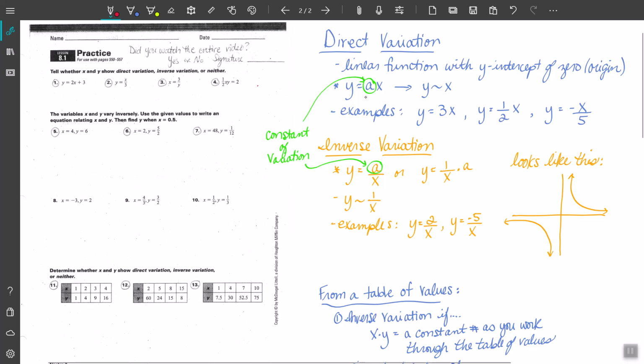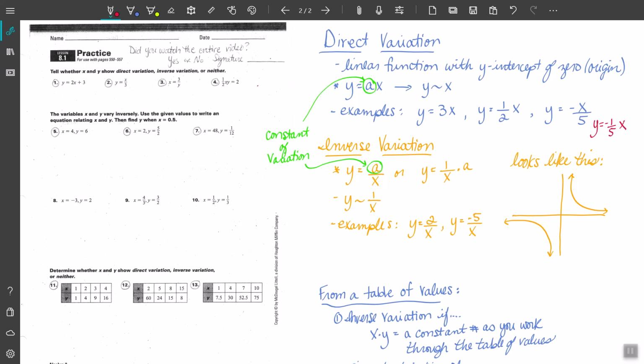What we can say about this equation is that y varies directly with x. That's what this squiggly line in between the y and the x means, that y varies with x, and it's going to vary directly. Some examples of this type of equation: y equals 3x, y equals 1/2 x, and even y equals negative x over 5, because if we were to pull the constant of variation out, you would end up with negative 1/5. So you can see that x and y still vary directly with each other. They still follow this pattern right here.